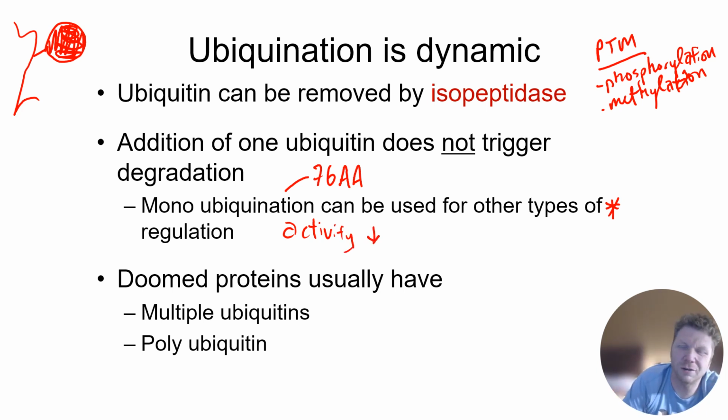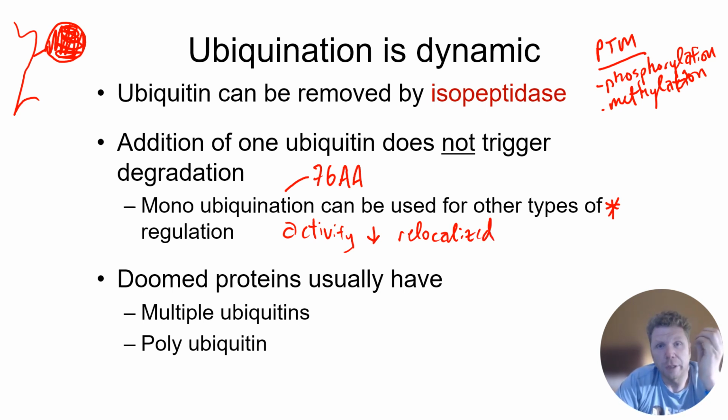Another possibility is that it gets relocalized. So even if a protein doesn't get targeted and condemned and ultimately degraded, that protein's function is absolutely going to be impacted if it gets a single ubiquitin added to it.